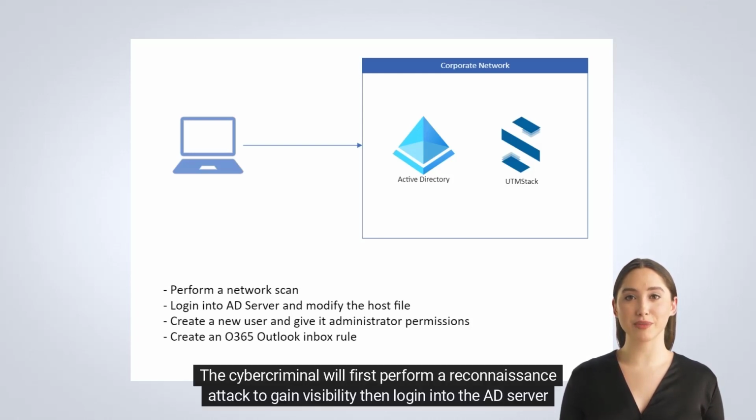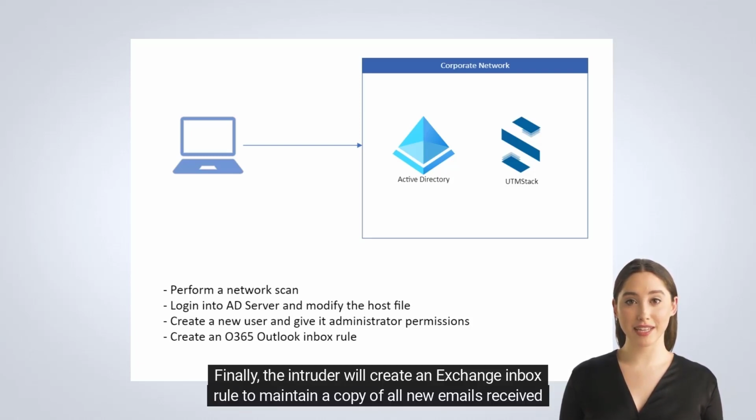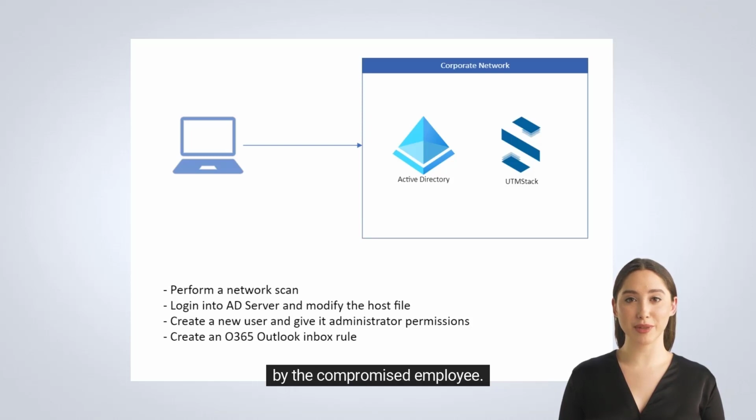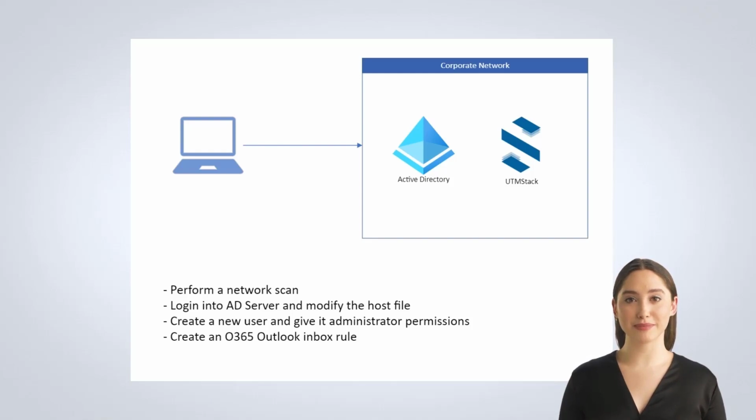The cybercriminal will first perform a reconnaissance attack to gain visibility, then log into the AD server with saved credentials, modify the host file, and create a new user that will masquerade as a Windows Update Service account. Finally, the intruder will create an Exchange inbox rule to maintain a copy of all new emails received by the compromised employee. UTMstack will alert you during every phase of the attack and give you multiple chances to stop it.